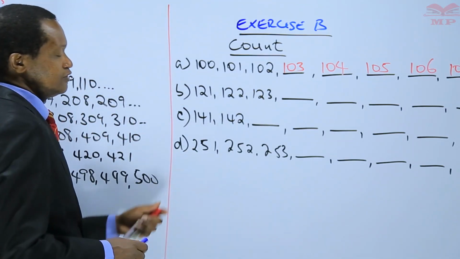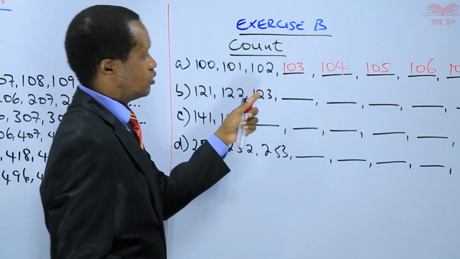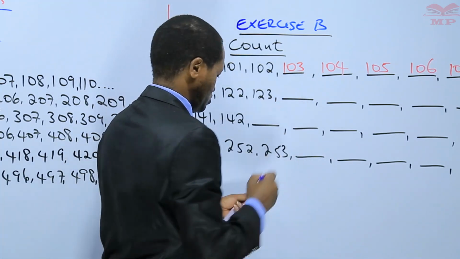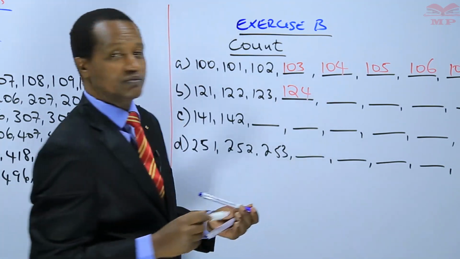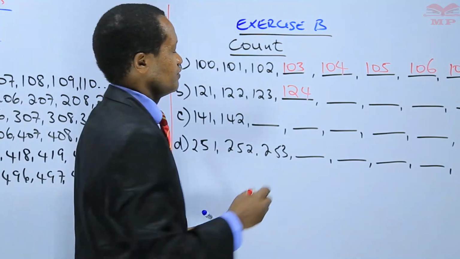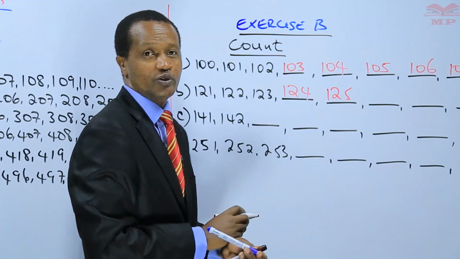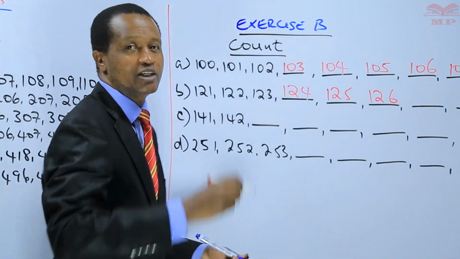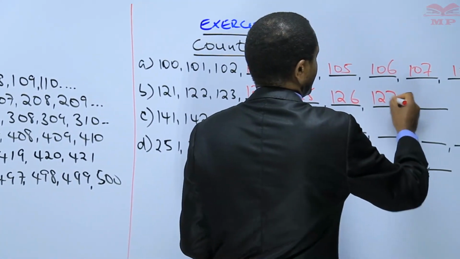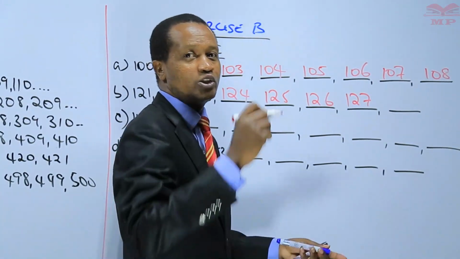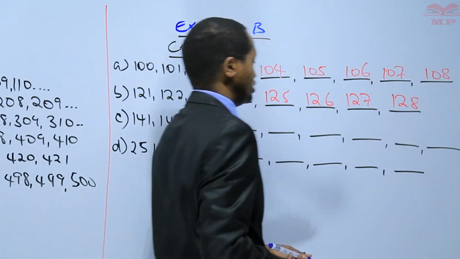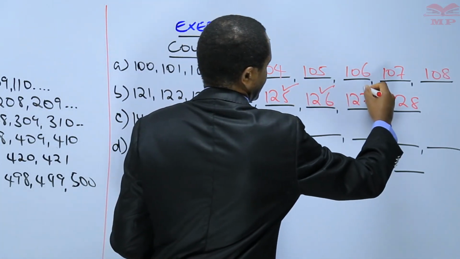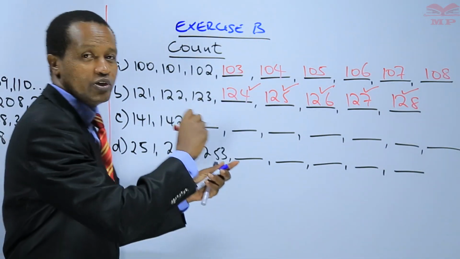So learners, counting from 121, we move to 122, 123. The next number is 124, learners. The next number after 124 is 125. After 125, we move on to 126. So I come here and write 126. After 126, the next number is 127. So I write 127. After 127, the last blank space here is 128. So if you wrote these numbers, learners, you can give yourself a tick. Okay, correct. If you did not get it correct, you can now do correction.